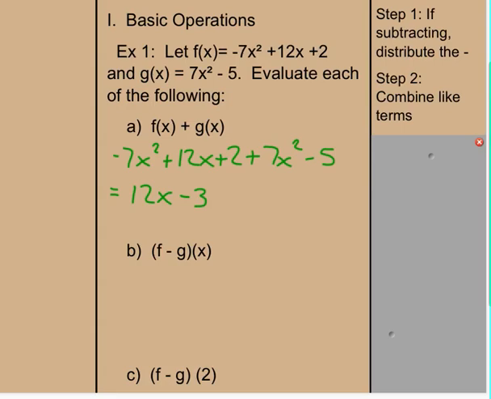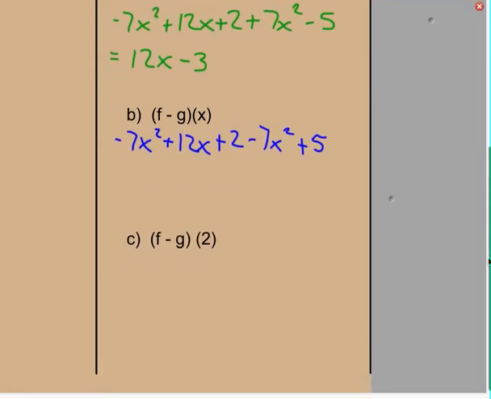Part B, again, we're subtracting, so this time we need to distribute the negative through g of x. F of x stays positive. So notice I changed the signs on both terms in our g function. I distributed the negative as I wrote it down. And then we combine our like terms. So we get negative 14x squared plus 12x plus 7.